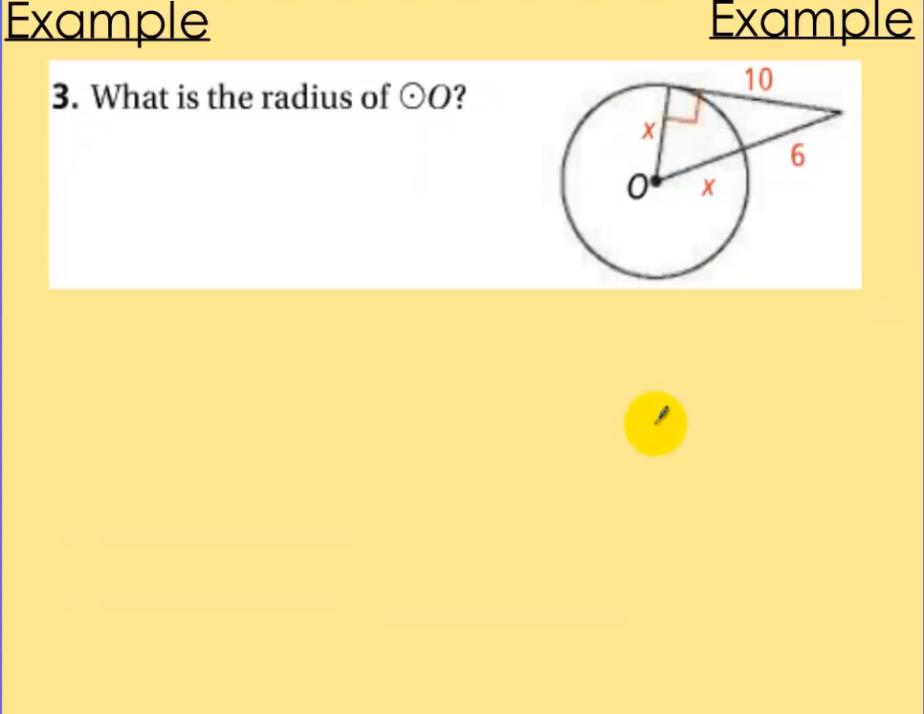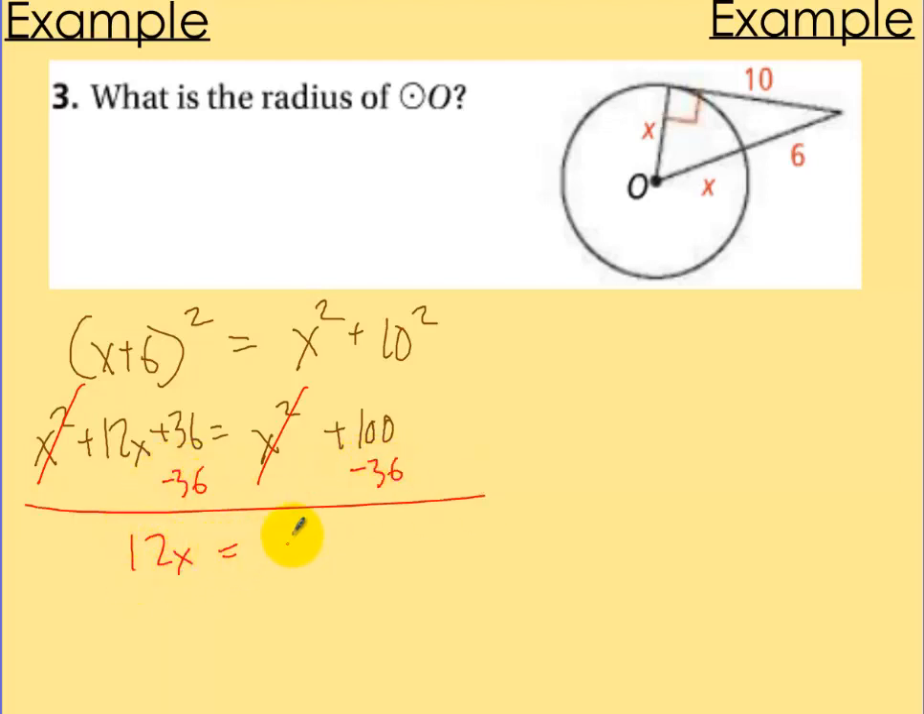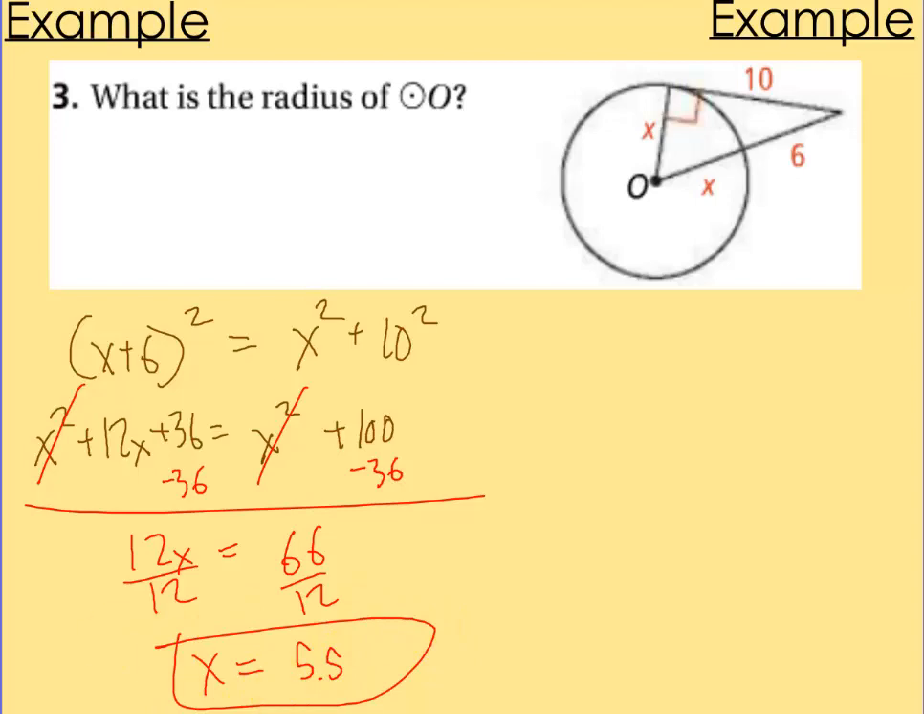Next one. Let's pause the video. Very similar to what we did earlier. You're going to go X plus 6. Use the Pythagorean theorem. It's going to equal X squared plus 10 squared. So that's going to be X squared plus 12X plus 36 equals X squared plus 100. Subtract X squared on both sides. Subtract 36 on both sides. You are going to get 12X equals 66. And divide both sides by 12. So X is roughly 5.5. That's good enough.